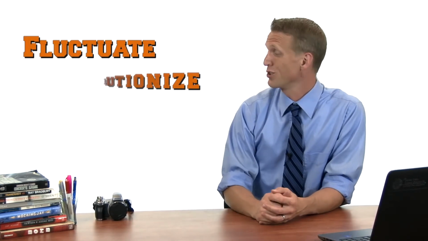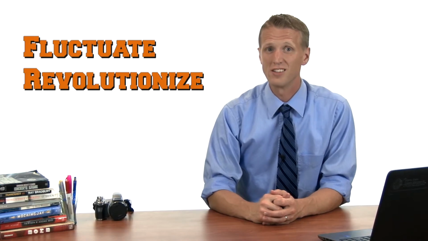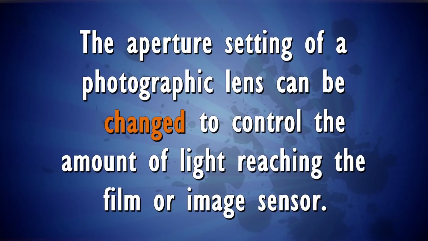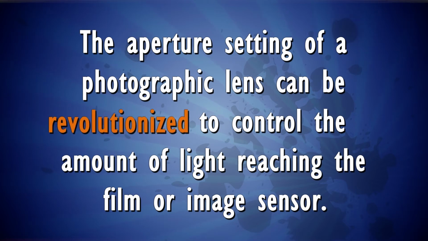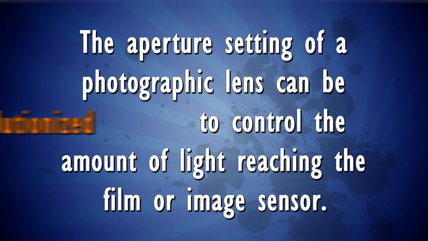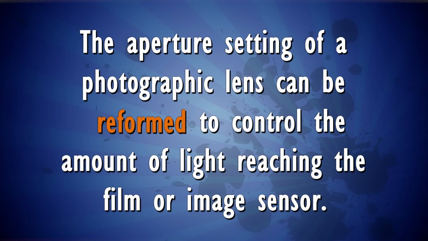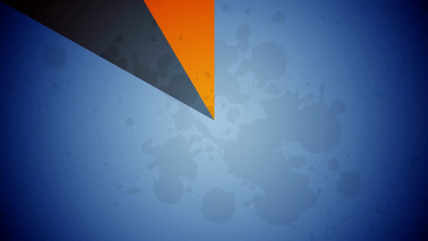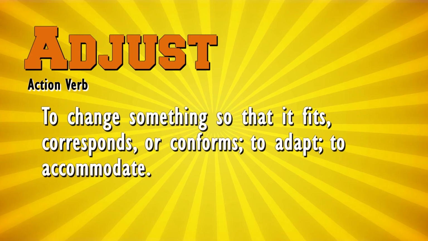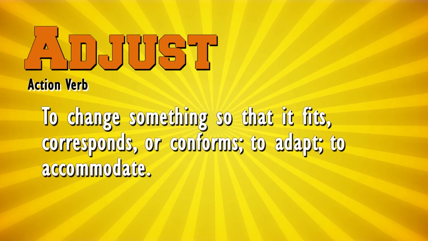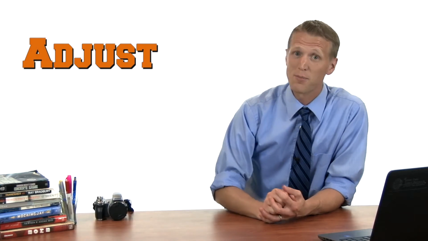Once we look at the actual definitions here, fluctuate and revolutionize are probably the first two words we could eliminate. The word changed in our original example definitely doesn't mean to shift back and forth irregularly, and it also doesn't mean to bring about a radical change in something. Reform doesn't fit either. Reforming something is more like changing something that's bad or wrong, and that's not the situation in this example. What we really mean in this example is that you can change the aperture setting so that it fits or corresponds with the current picture-taking situation. So, adjust is actually the best fitting word choice here.